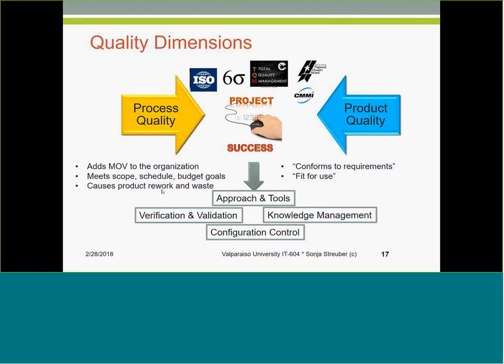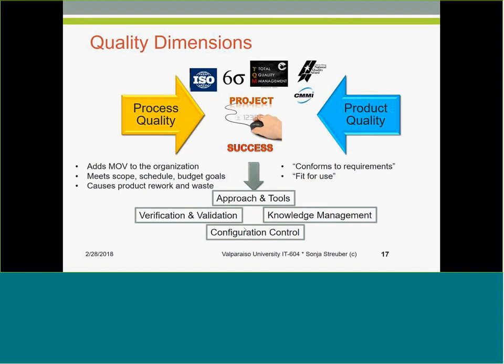Okay. So the idea then of product quality is that your product conforms to the requirements, or fulfills the user stories in the test scenarios, right? And the product is fit for use. For that, you need to define your approach and your tools, right? You have to perform verification and validation. You want to gather your knowledge so that you can get better at what you're doing. And of course, most importantly, you want to ensure that you have good configuration control.